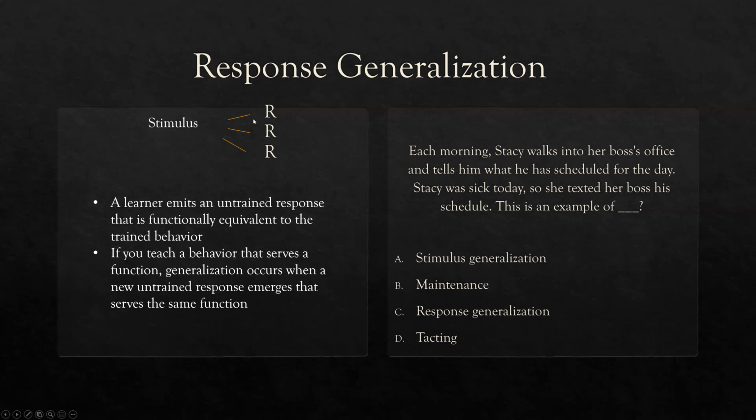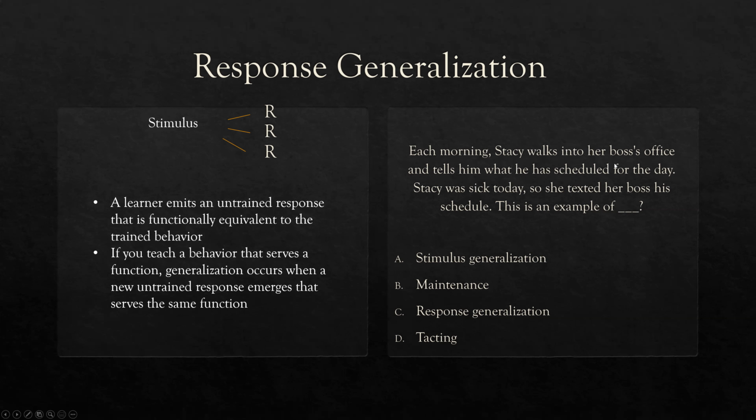We teach this first response, new responses emerge that are functionally equivalent. Each morning, Stacy walks into her boss's office and tells him what he has scheduled for the day. Stacy was sick today, so she texted her boss his schedule. This is an example of blank. Let's break it down. Stacy was taught to walk into her boss's office and tell him what he has scheduled for the day. That's her usual response.